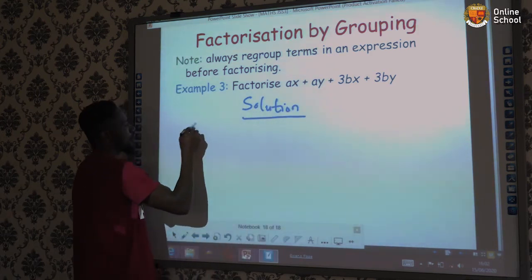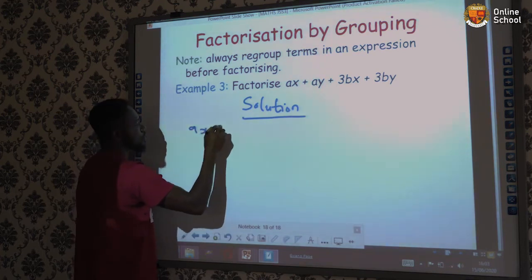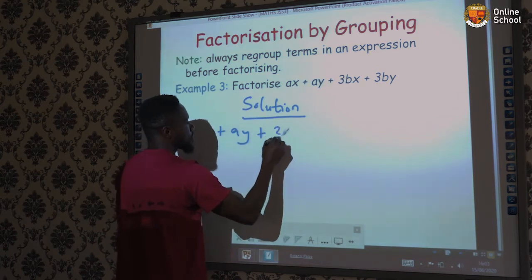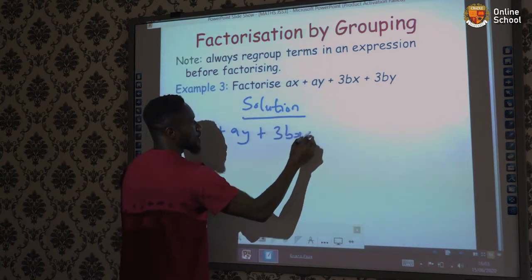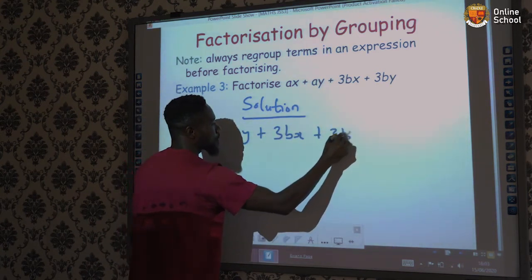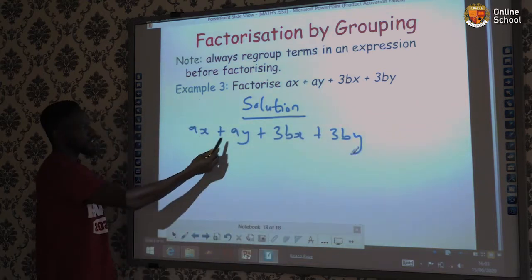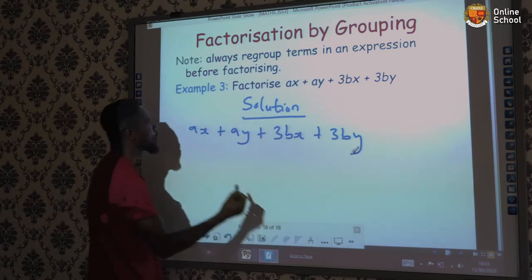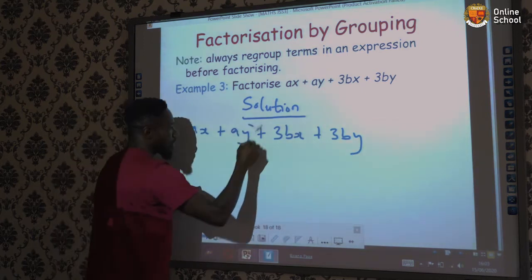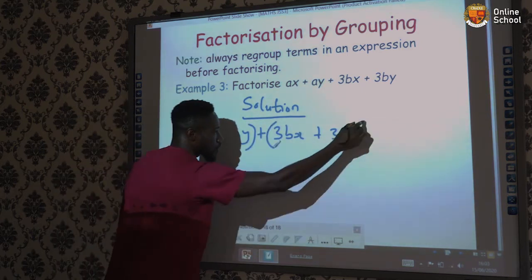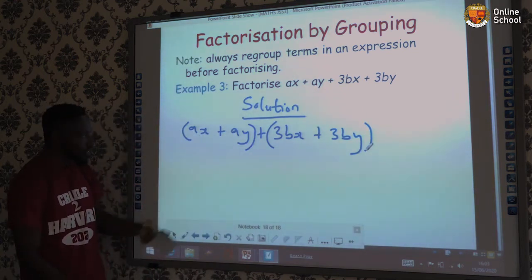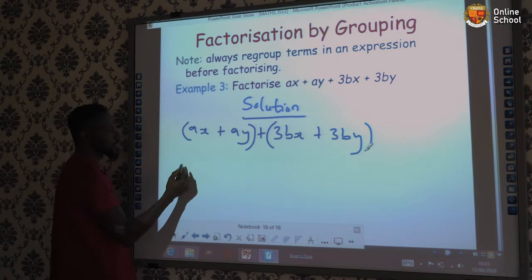It says ax plus ay plus 3bx plus 3by. You can see these two have something in common. These two have something in common. So we group this. Remember, it is factorization by grouping. Once you group it, bring out the factor. Whatever is left, you leave it in the bracket. So what's common between this is a.